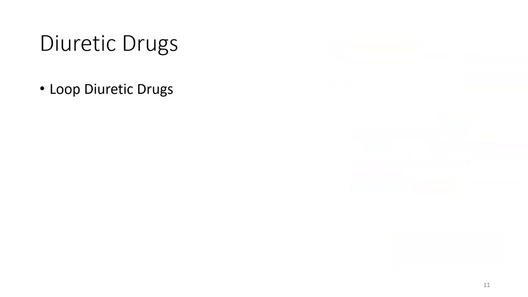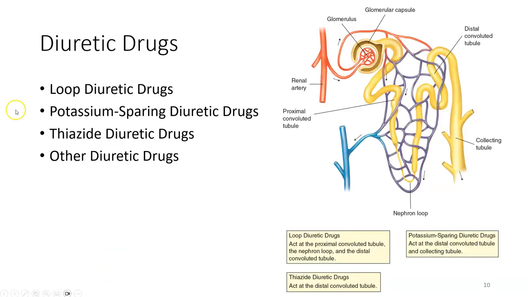All right, so first are the loop diuretics. Loop diuretics block sodium and potassium from being reabsorbed from the filtrate back into the blood. They act on the proximal convoluted tubule. So back here I have this image. This is called a nephron. This is located in your kidney, and this is where the filtration occurs. And then the filtrate gets passed through this tubular system and then becomes part of the urine.